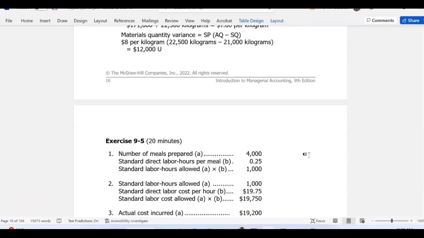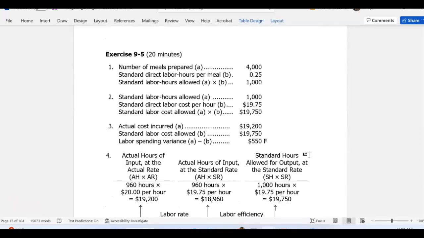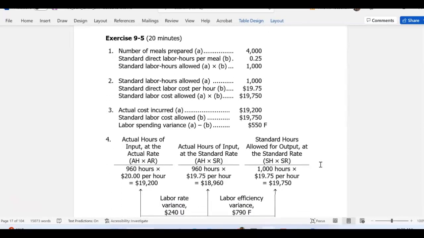Okay, so I'd like to do one more just to see this one also. So this is about, I believe, direct labor.